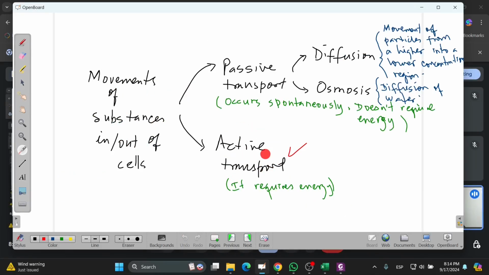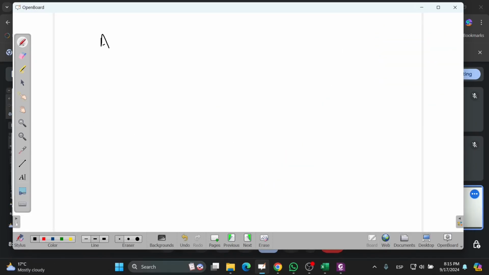Substances can also go in and out of the cells, guys, through the cell membrane by active transport. And this one differs compared to passive transport like diffusion and osmosis in the sense that these two occur spontaneously and they don't require energy. Right? Active transport.